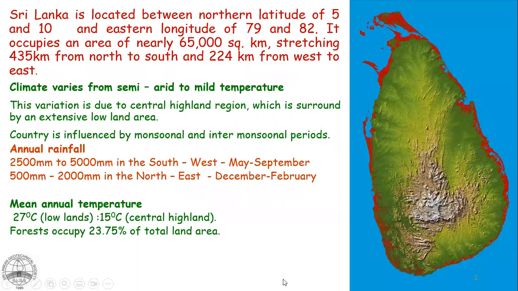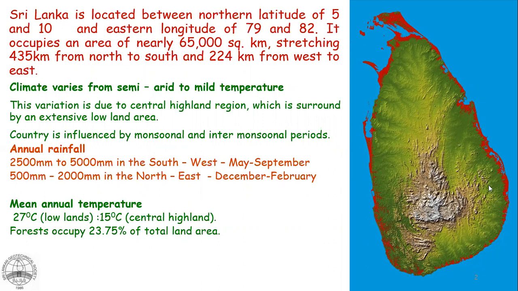Sri Lanka is located between northern latitudes of 5 and 10 and eastern longitudes of 79 and 82. It occupies an area of 65,000 square kilometers, stretching 435 kilometers from north to south and 224 kilometers from west to east. The climate is semi-arid to mild.